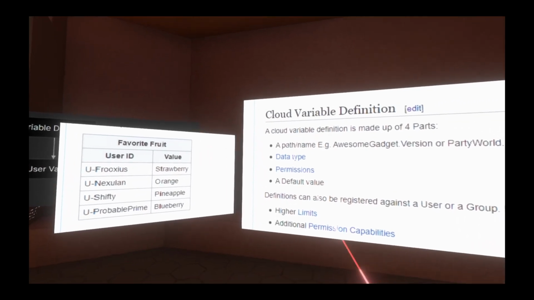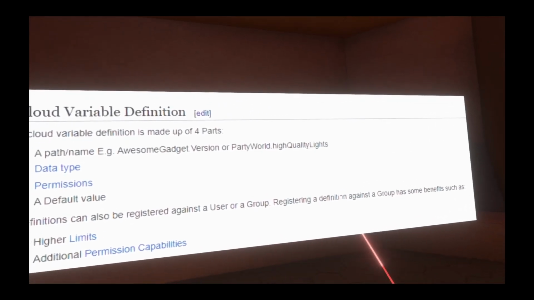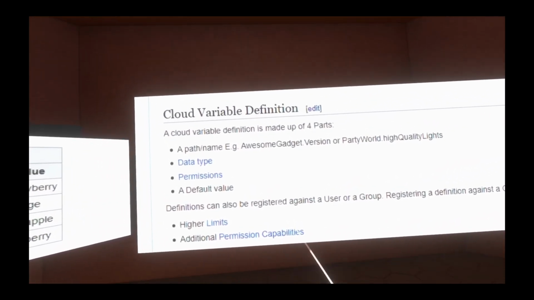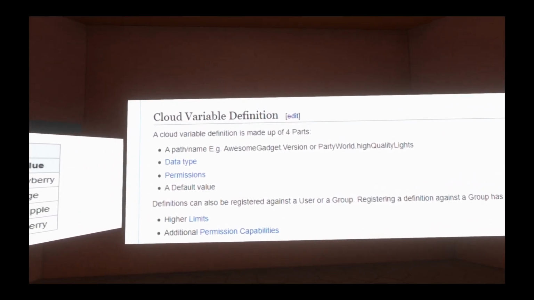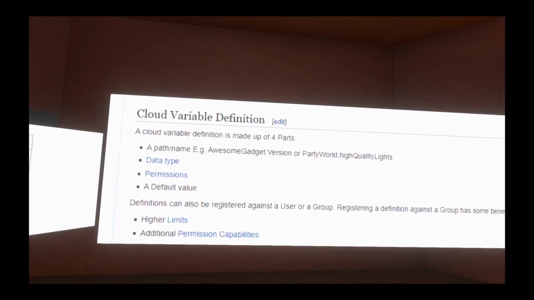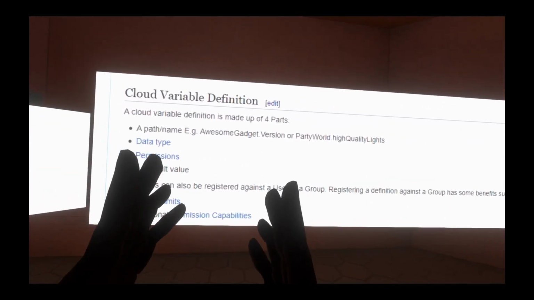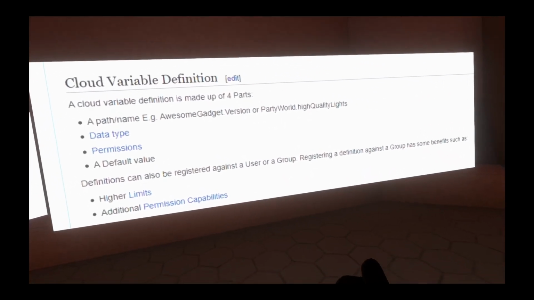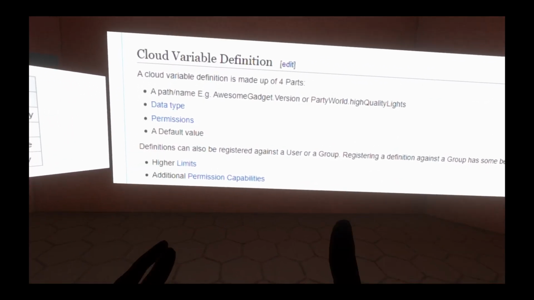I'll talk more about why it's called a path in a moment, but you can also see examples here where we've got awesome gadget dot version or party world dot high quality lights. The concept here is that you make paths or namespaces where awesome gadget or party world is the namespace, and then version or high quality lights is a variable within that namespace. That isn't enforced. You can use whatever you would like there. It's just been the convention between users that we use periods to define a value in a namespace or target context. So again, awesome gadget.version and party world.high quality lights are two separate variables, within two separate namespaces, if you like.